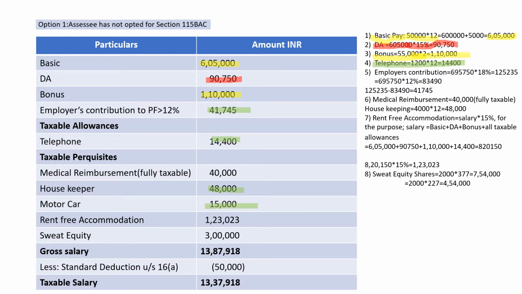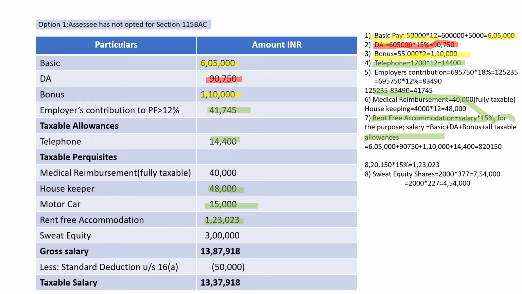Then rent free accommodation is 1,23,023 rupees. See here I have written the rent free accommodation calculation. 6,05,000 plus 90,750, 1,10,000, 14,400. If you total this, you will be getting 8,20,115, and on that you need to calculate 15%. Then you will get 1,23,023, and that is the amount here.